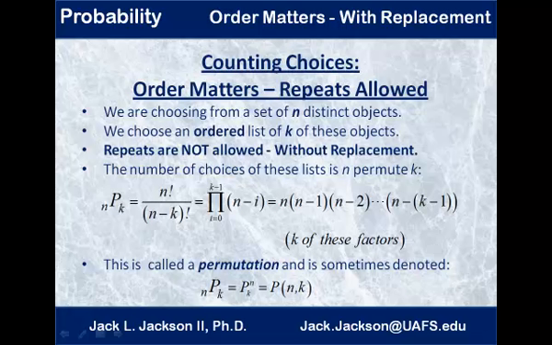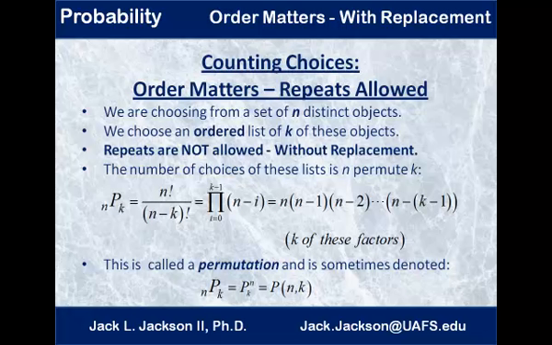So this is what we call a permutation. What we're doing here is choosing from a set of distinct objects. We're choosing an ordered list of k of these objects. Repeats are not allowed. It's done without replacement. And so the number of choices is what we call n permute k. We'll normally use this notation, n, subscript p, subscript k. And that's n factorial over n minus k factorial that we just saw on the previous slide.